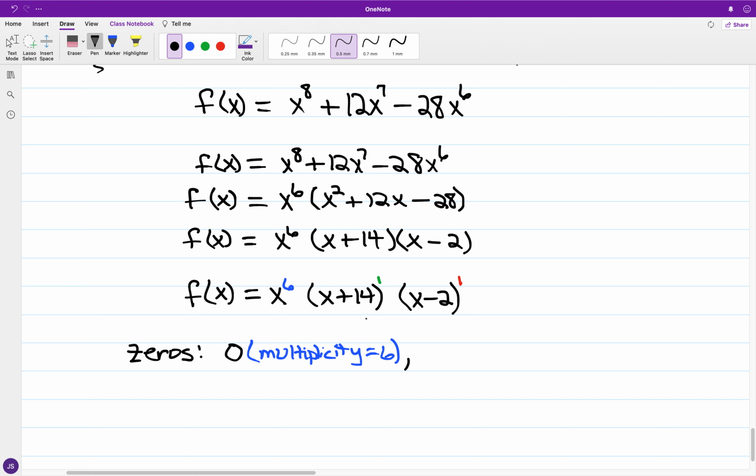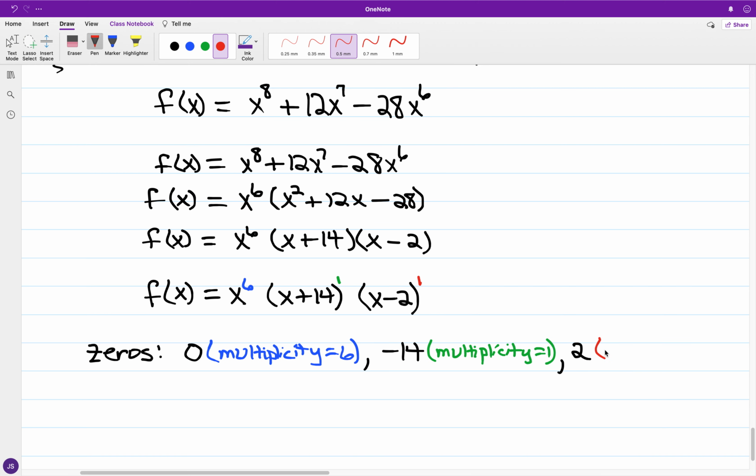And from x plus 14, if x plus 14 is 0, x is going to be negative 14. And since x plus 14 is raised to the first, this 0 is going to have a multiplicity equal to 1. And likewise, we have x minus 2. We have a 0 at 2. And since the corresponding factor is raised to the first power, 2 is going to have a multiplicity of 1, just like negative 14.